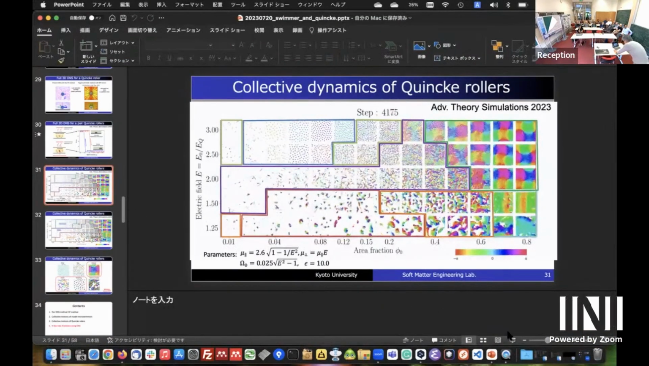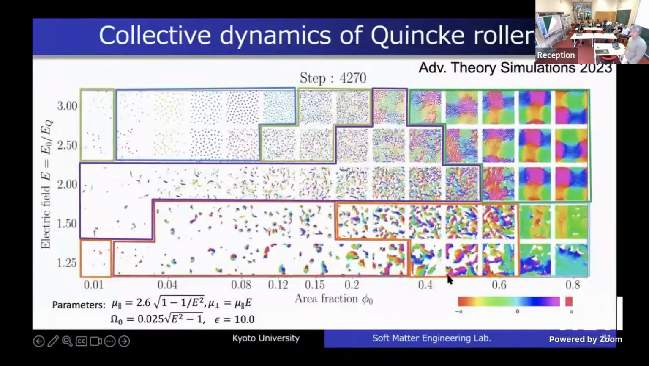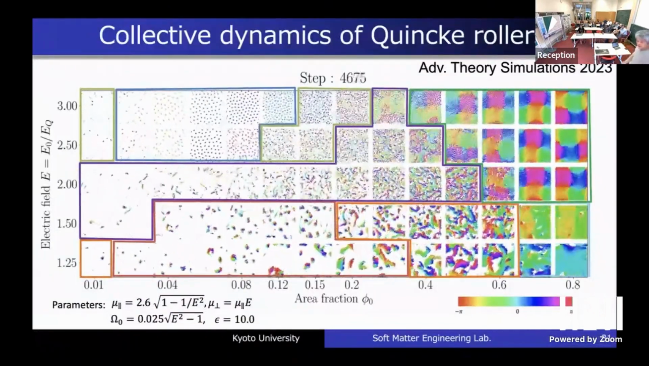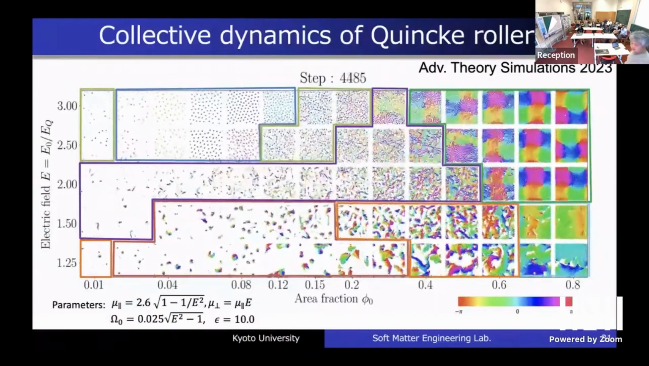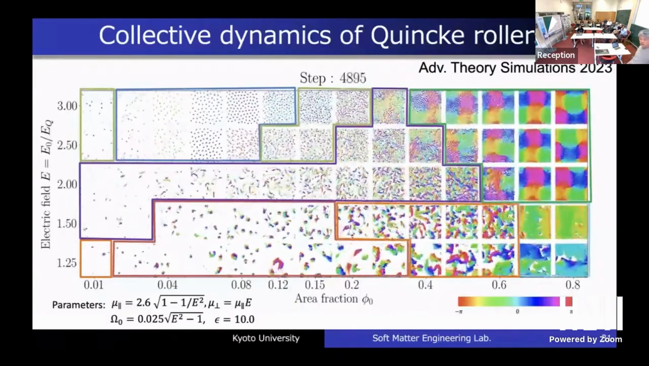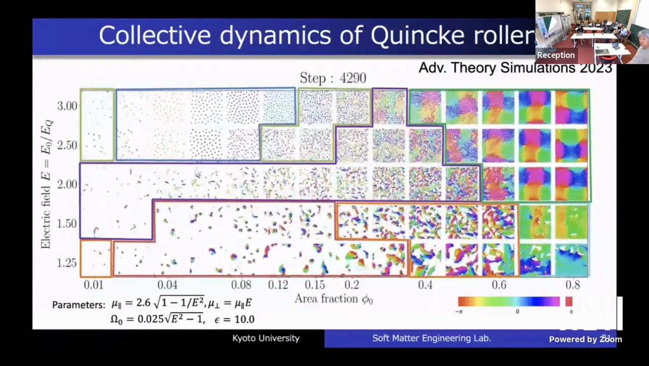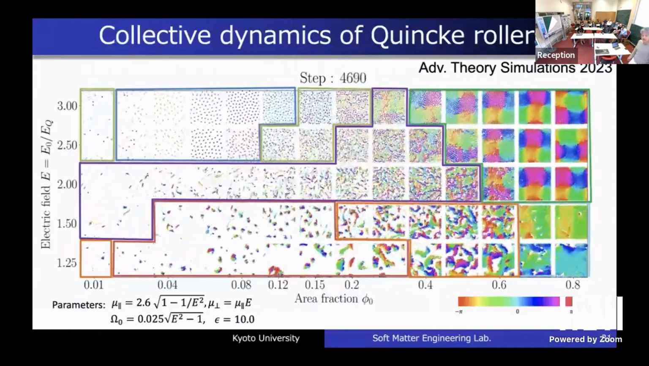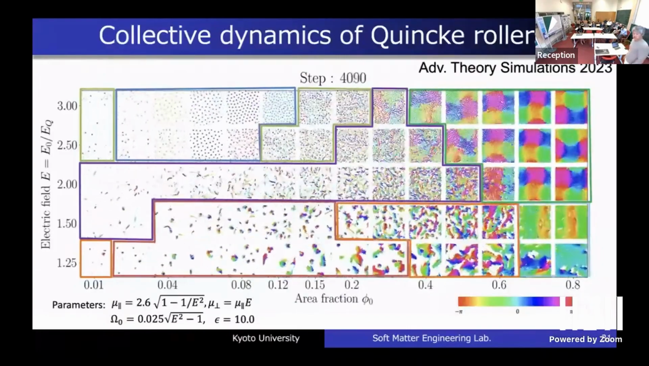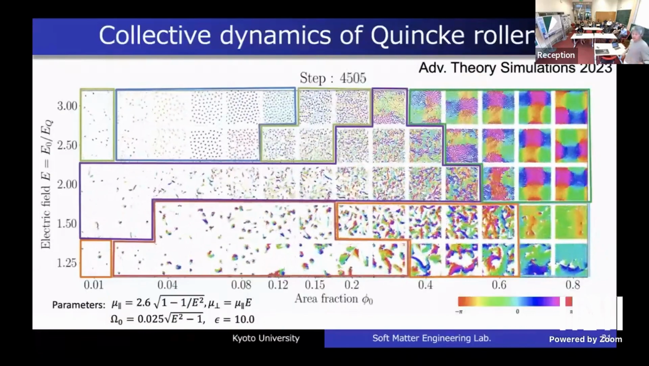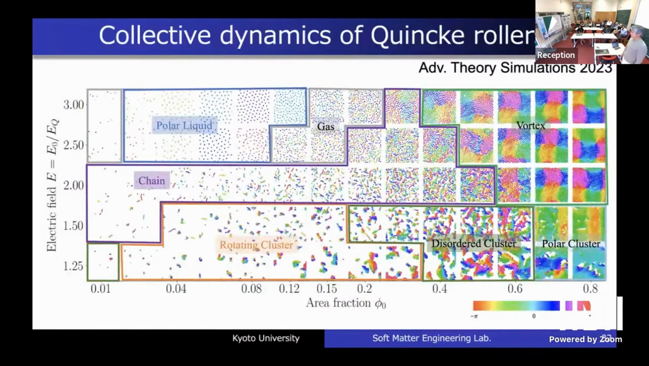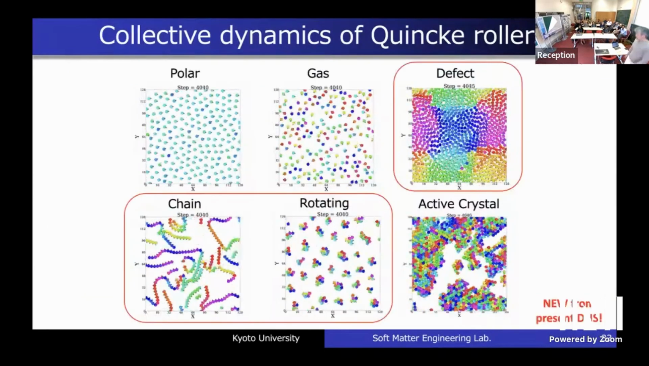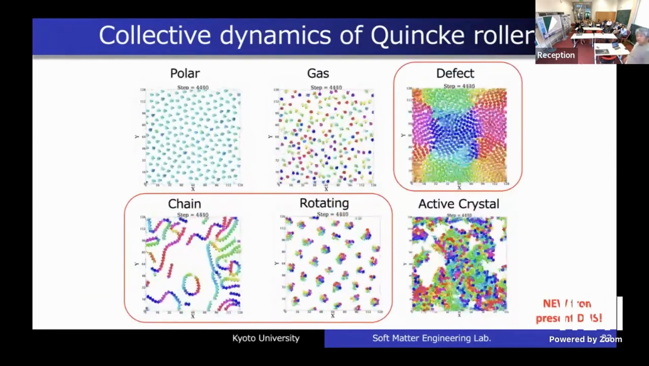So this is the summary of the computer simulation from our method. It is a presentation similar to the experiment or other people's simulations, with area fraction and the intensity of the external field. We observe many kinds of dynamical states, and we distinguish all these states into 6 categories, 6 phases: polar, liquid, gas, vortex, chain, and so on. The representative state from each of the 6 states is shown here.